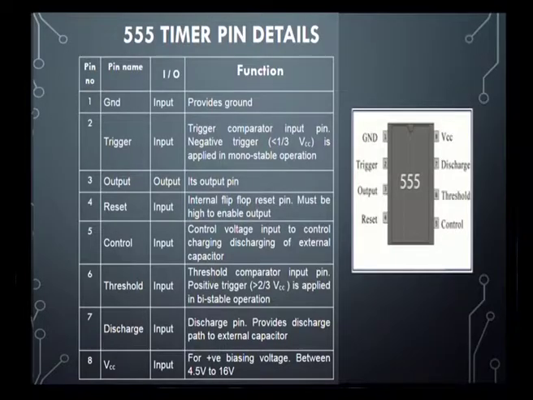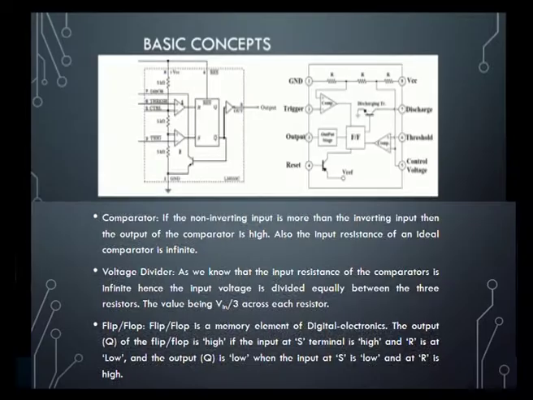The last will be the 8th pin, that is VCC, the input from where we are going to give the supply for the IC. For positive biasing voltage, the voltage range will be 4.5 volts to 16 volts. Next we move on to basic concepts, how the internal blocks of a 555 timer IC will be.